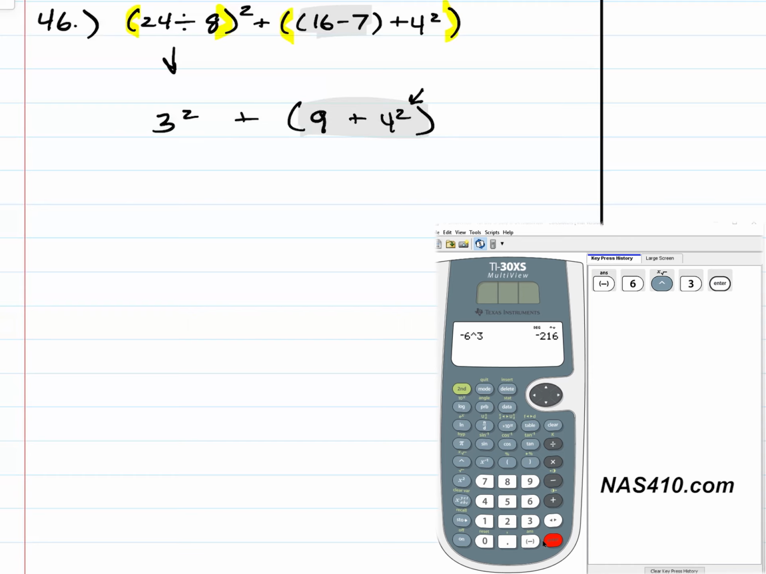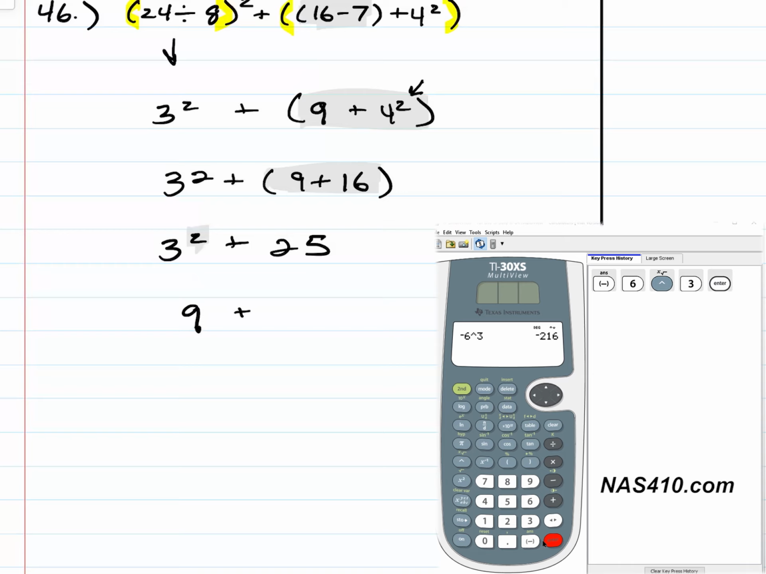And so I have 3 squared plus 9 plus 4 squared is 16, okay? I'm still hitting up these parentheses, trying to get rid of them. Okay, so I have 3 squared plus 9 and 16 are 25. Okay, next I have an exponent to get rid of here. And so 3 times 3 is 9 plus 25. Okay, and 9 and 25 is 34.